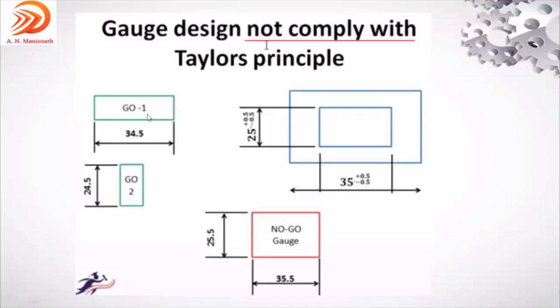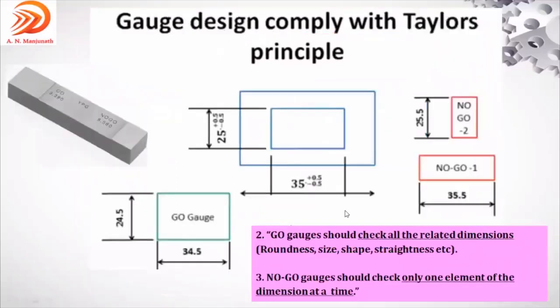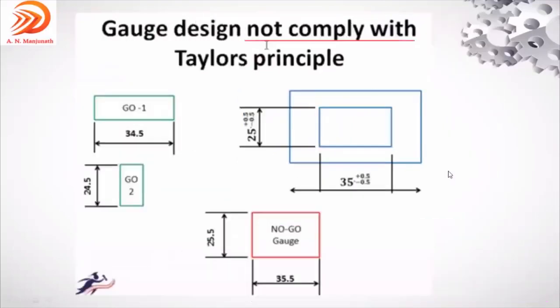Go gauge should check all the related dimensions. This is correct. No go gauge should check only one element of the dimension at a time. This is the correct one. This is the wrong one. It does not satisfy the Taylor principle, right?